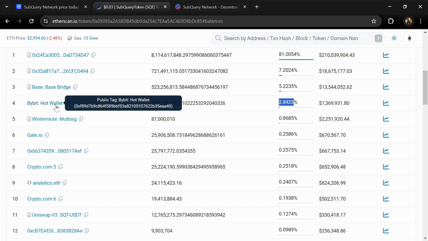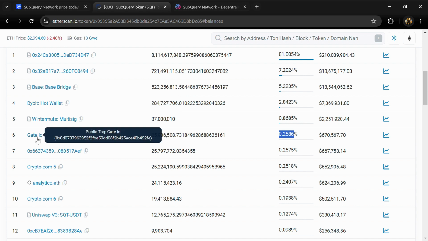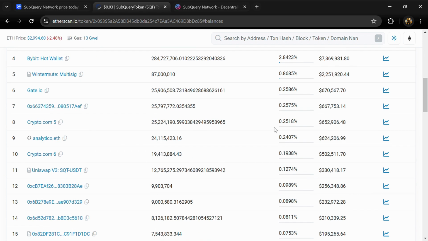2.8% of SQT token is available on Bybit exchange. 0.25% is available on gate.io and 0.25% of SQT token is available on crypto.com exchange.